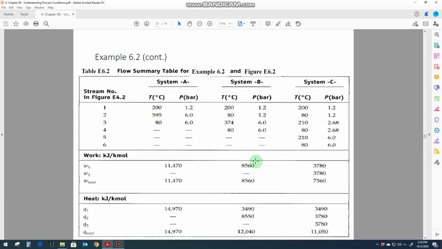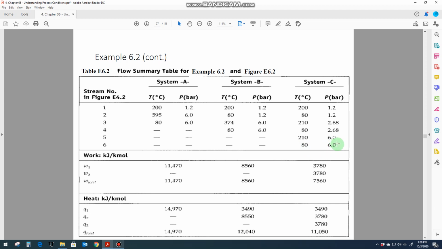So this is the criteria in system B. This is the inlet stream, then you cool it down to 80 degrees centigrade, then you increase the pressure to 6 bar and then you cool it. And in system C, this is the inlet condition, you cool it to 80 degrees centigrade, then you compress it to 2.68 bar and cool it to 80 degrees centigrade, then you further increase the pressure to 6 bar, which will increase the temperature to 210, and then you again cool it down to 80 degrees centigrade at the pressure of 6 bar.